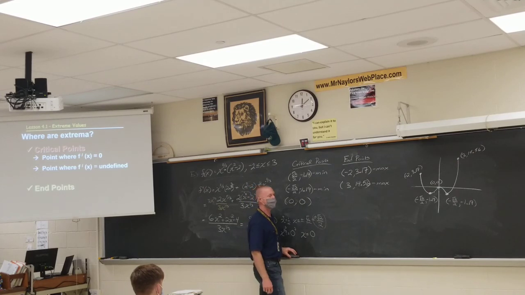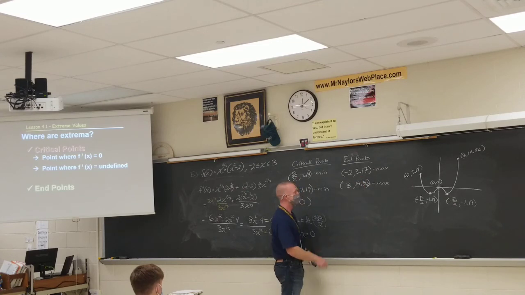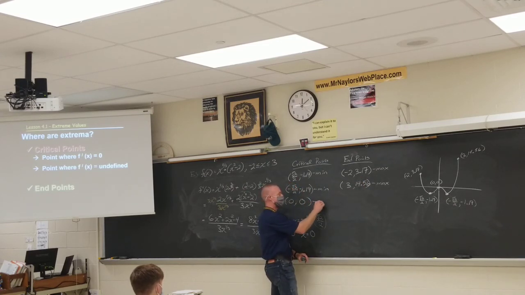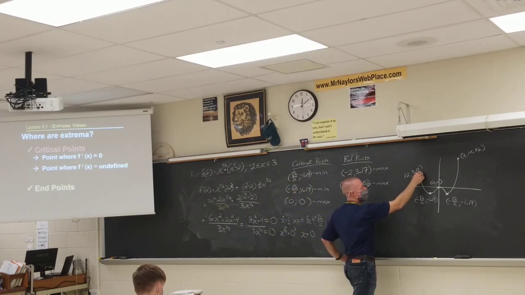Oh my gosh, what did I do here? I was talking about 0, 0, and then I wrote it right there. 0, 0 is a maximum. Now, so is negative 2. Negative 2 is also a maximum. It's a high point.